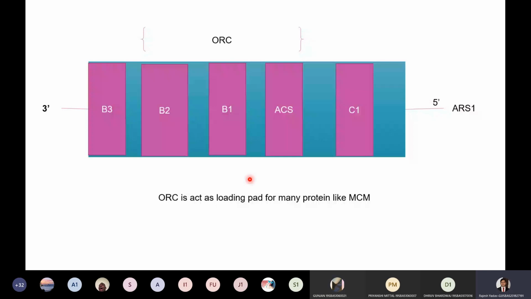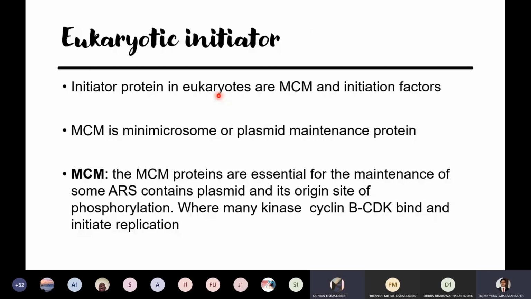We will discuss the initiator first. The initiator protein in eukaryotes is the MCM protein. Like in bacteria the initiation protein is the DnaA protein, or in phage the initiation protein is the RepA protein or something different, like DnaJ. But in eukaryotes, the initiation protein is MCM. MCM is the mini chromosome maintenance protein, and different types of initiation factors are not known.